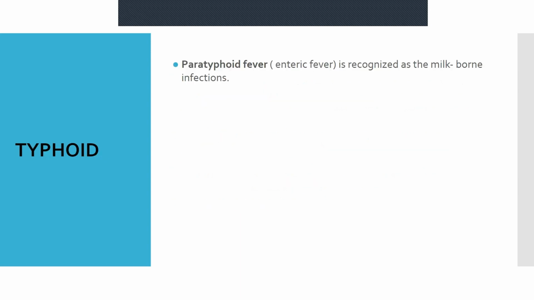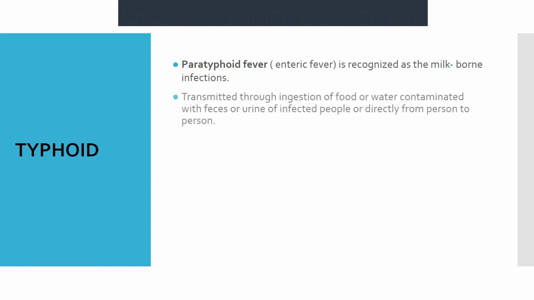Next comes typhoid. Typhoid and paratyphoid fever is an enteric fever which is recognized as a milk-borne infection. It is transmitted through the ingestion of food or water contaminated with the urine or feces of infected people, or it can also be transmitted by direct transmission, like from person to person.